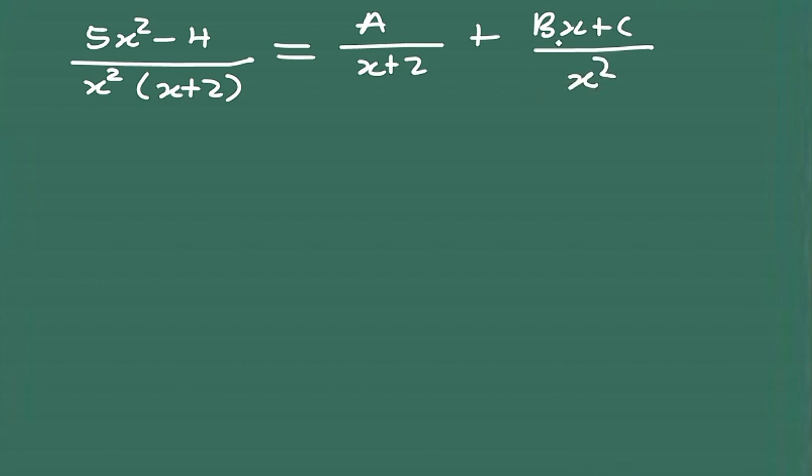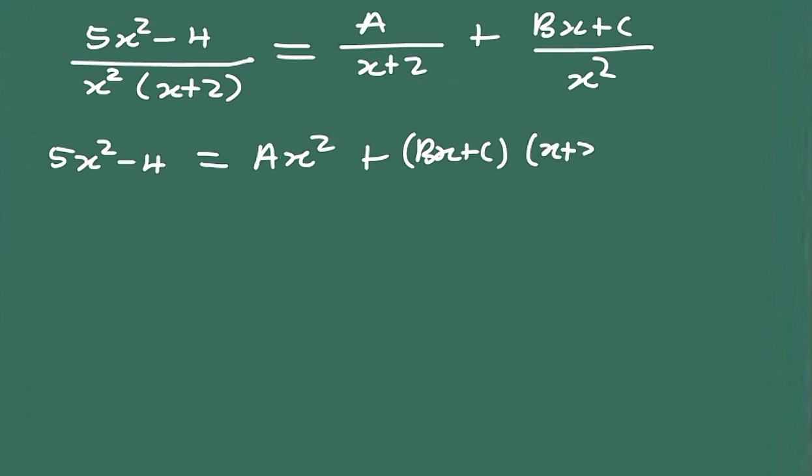Recall, for the numerator, this expression is the factor for the numerator. Now if we go ahead and multiply this term by the common denominator, at the left hand side we are going to have 5x squared minus 4 equals to, for the term a we are going to have a x squared. For the term bx plus c we are going to have x plus 2. So let's think what we can do. If we eliminate this expression, we can find a, right? So let's take x equals to minus 2.